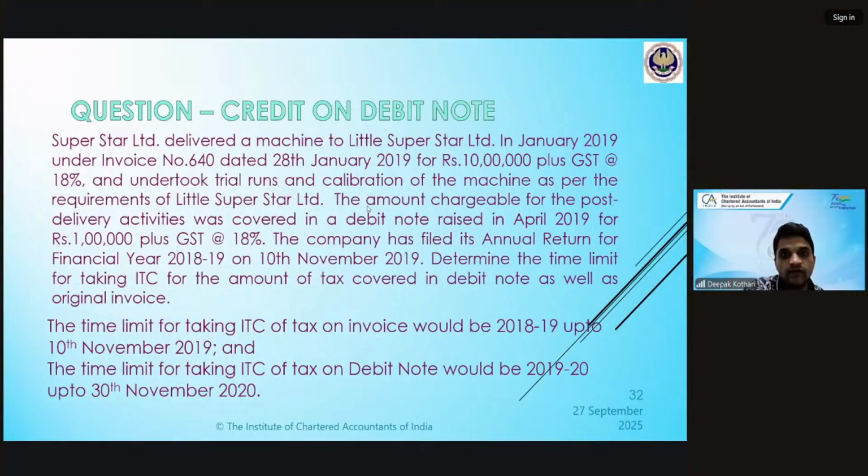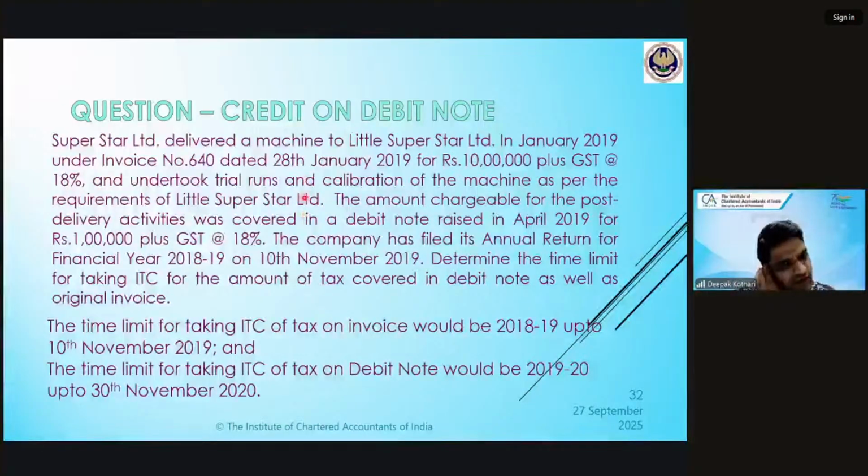We know that we can claim credit on the basis of invoice or on the basis of a debit note. So this topic is how do we claim credit on a debit note? Okay, we'll take this example and understand this. Superstar Limited delivered a machine to Little Superstar Limited in January 2019 under invoice number 640 dated 28 January 2019 for 10 lakhs plus GST at 18%. And they've undertaken trial runs and calibration of the machine as per the requirements of Little Superstar Limited.